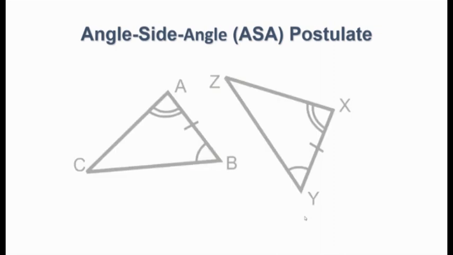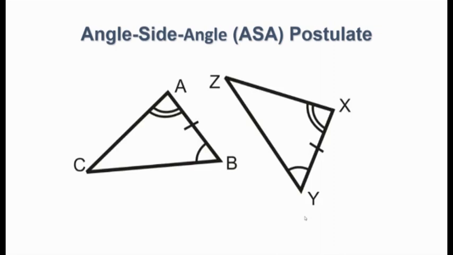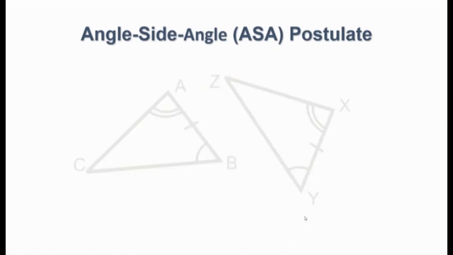Angle, side, angle. Side AB is an included side in triangle ABC, and side XY is an included side in triangle XYZ.